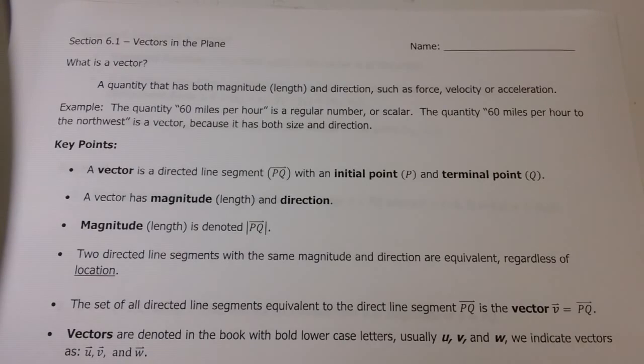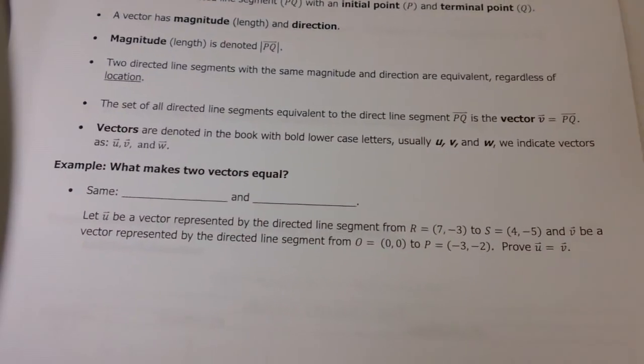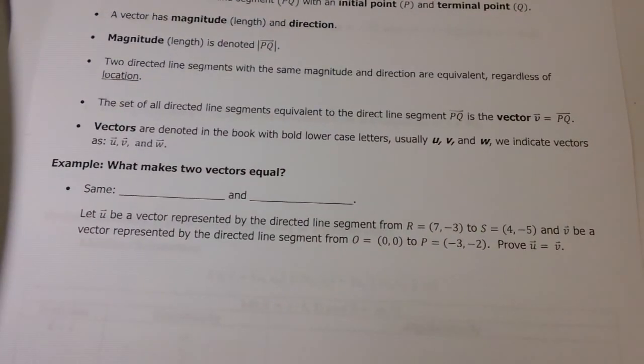Vectors are denoted in the book with bold lowercase letters, usually u, v, and w. We indicate vectors as u, v, and w when we're writing them. What makes two vectors equivalent? They have the same magnitude and direction.